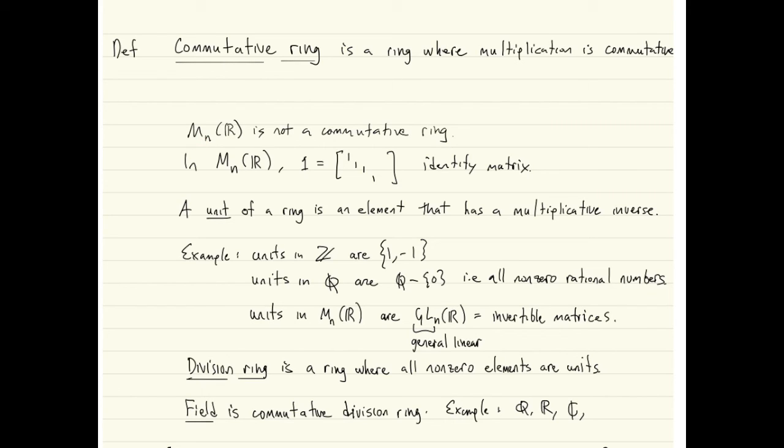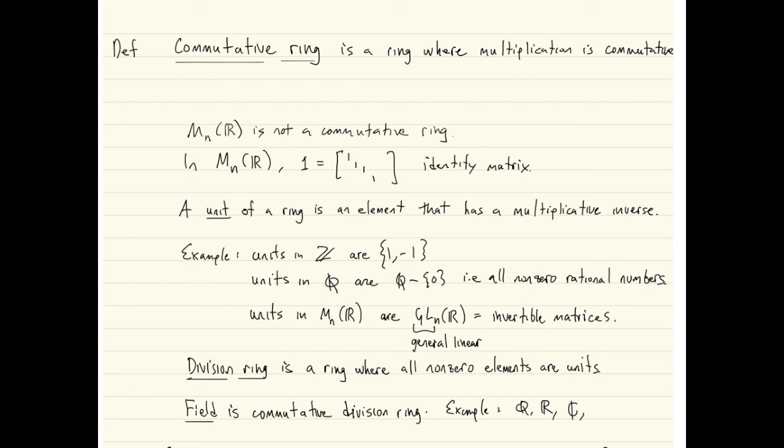Now, just as a reminder, the 1 in this ring of n by n matrices is the identity matrix that has 1s along the diagonals. And now let's introduce another term, the unit. So a unit of a ring is an element that has a multiplicative inverse. In other words, there's some other element in the ring so that when you multiply those two elements, you get 1. So units in the integers are 1 and minus 1.